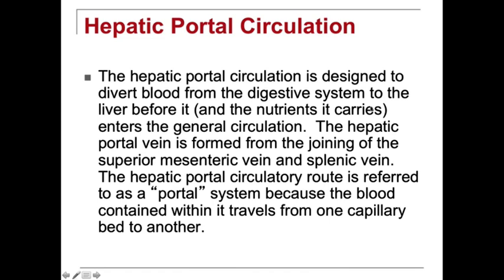So the hepatic portal circulation is designed to divert blood from the digestive system to the liver before it enters general circulation. The hepatic portal vein is formed from the joining of the superior mesenteric vein and splenic vein, and the hepatic portal circulatory route is referred to as the portal system. After it's diverted into the liver, it's going to go from the liver into the IVC by way of the hepatic vein.